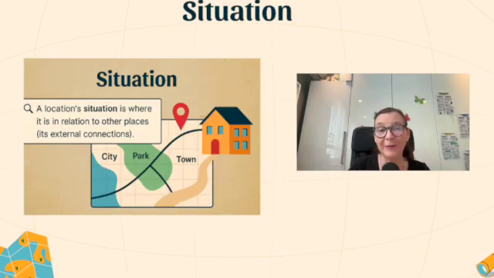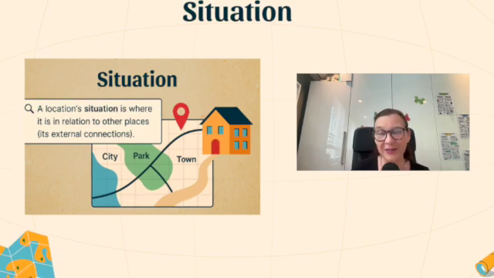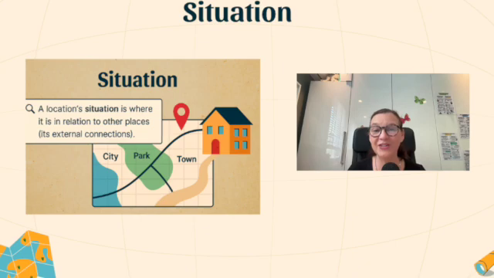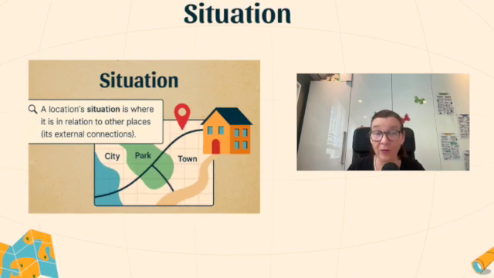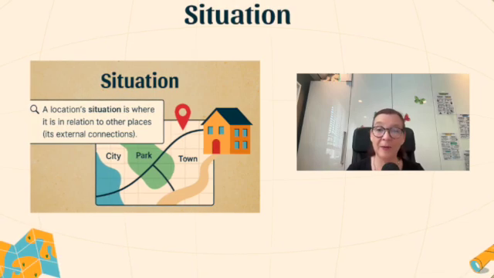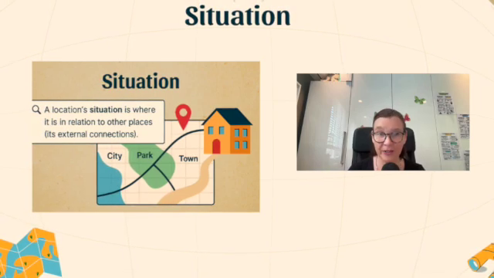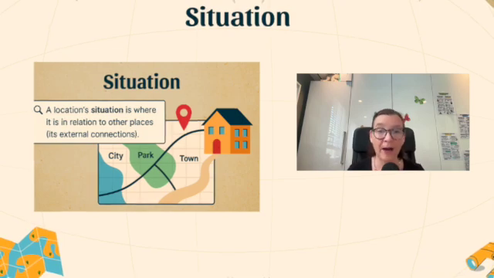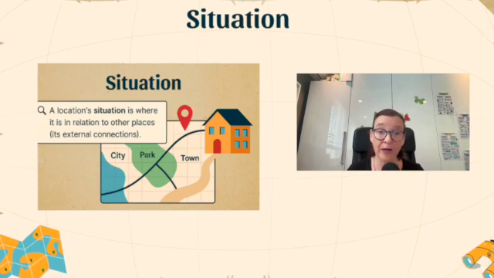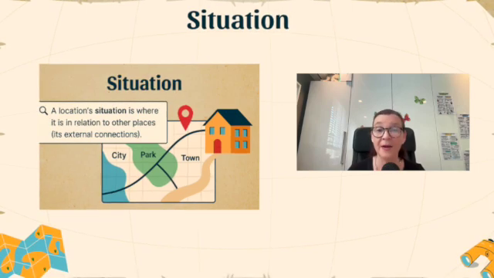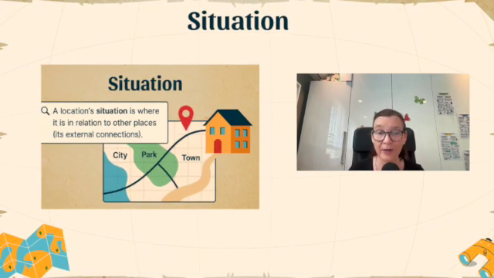Next, we're going to talk about situation, another key term. So while site describes the physical characteristics of a place, situation describes the location relative to other places and how it connects to them. Situation is about accessibility, trade, and regional connections. So for example, Paris has a central situation in Europe. Its location made it an important hub for trade, culture, and politics because of its connections to nearby regions.